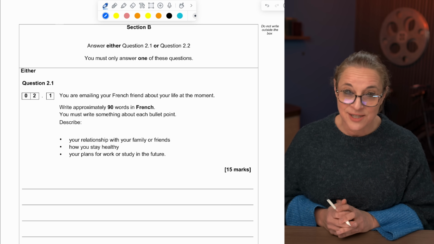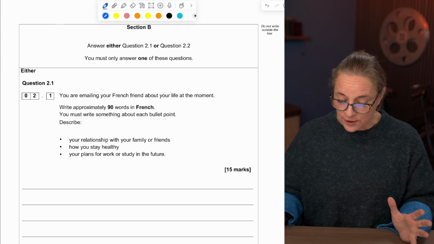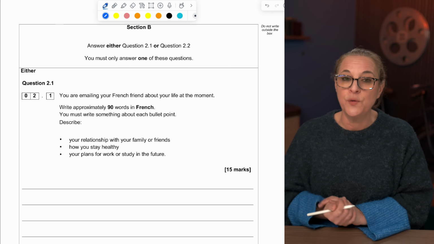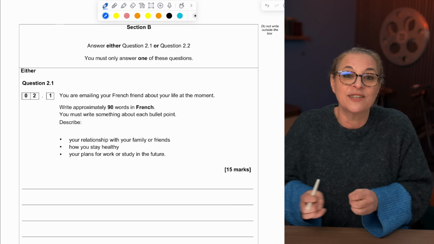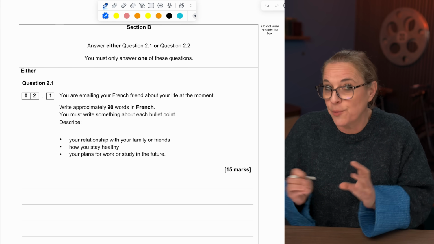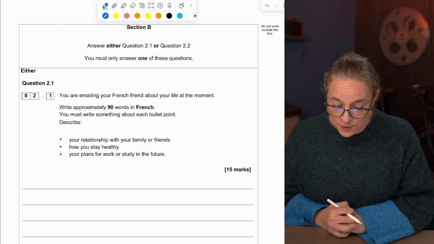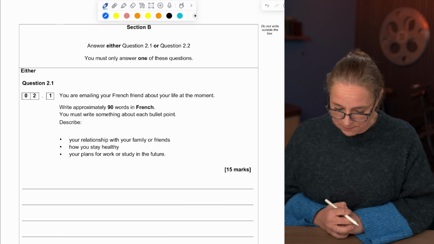Section B is going to look like this, okay? You will have 90 words to write in French following the instructions. Let's have a look at what the instructions are about today. Write approximately 90 words in French. You must write something about each bullet point.